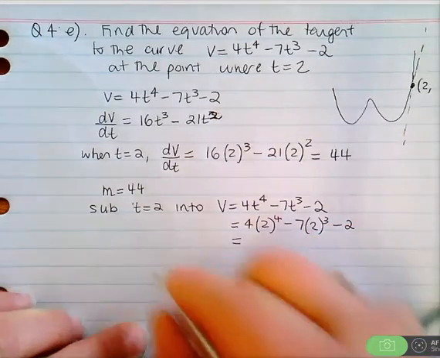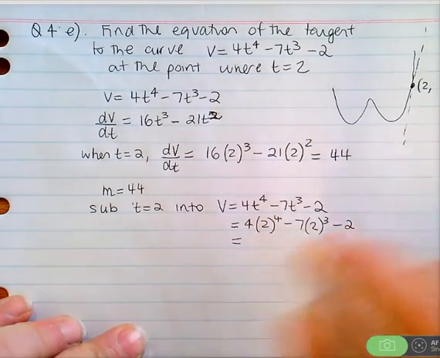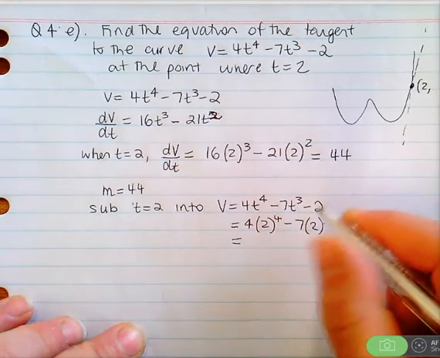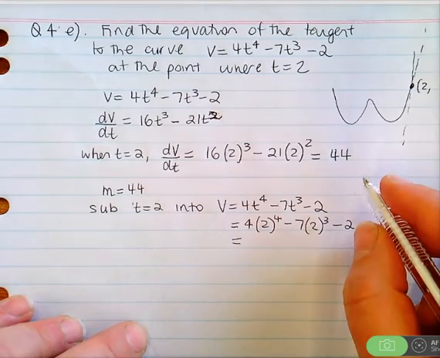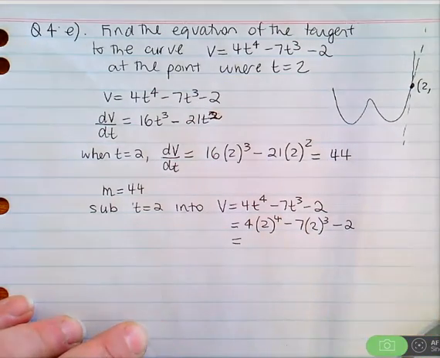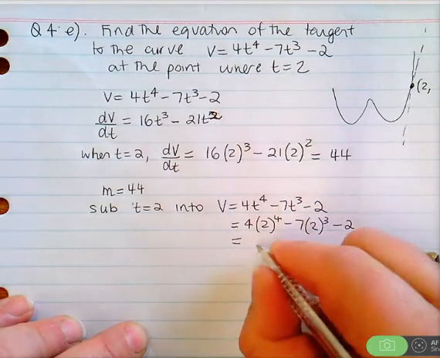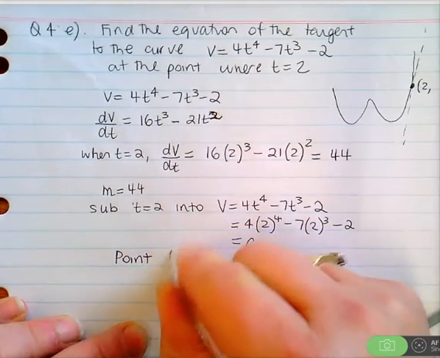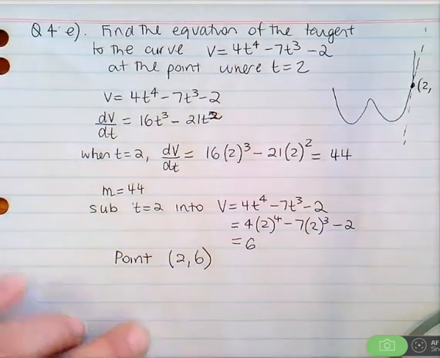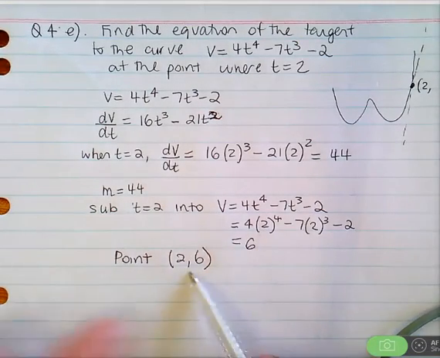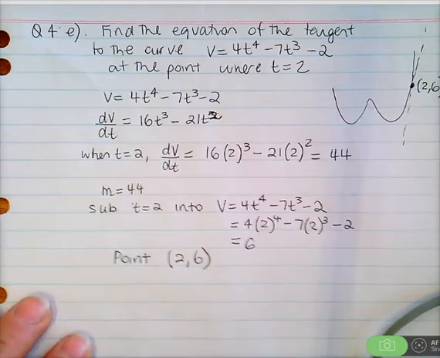Anyone got 32 minus 56 minus 2? Okay, so the point on the curve is 2, 6. You're telling me you're getting 6 here? Yeah. All right, so this point on the curve is 2, 6. Do you get that, girls?